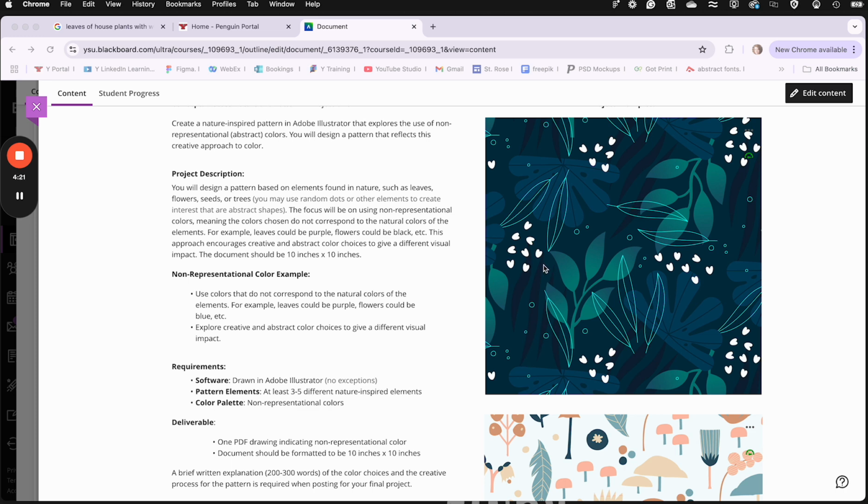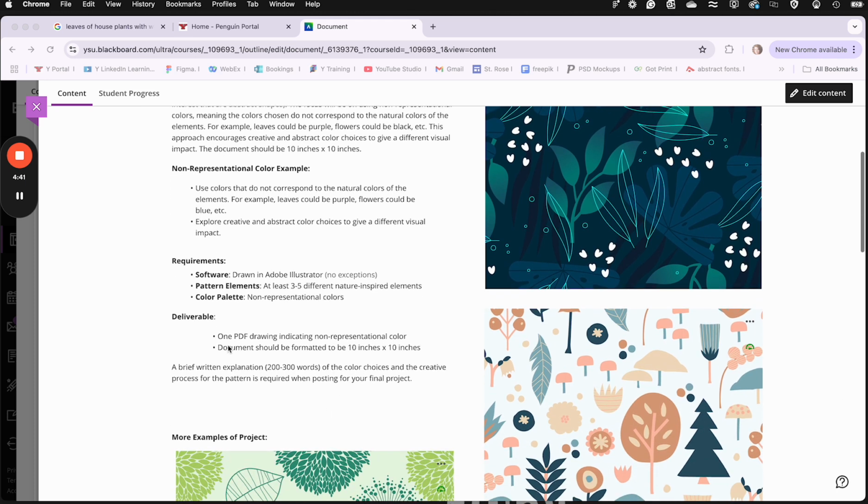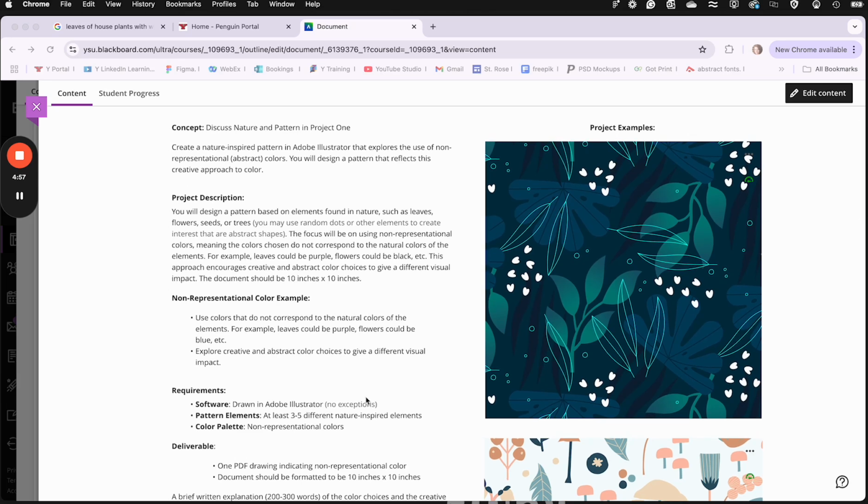So this composition comprises 3 nature-inspired patterns, and then there are some of these extra elements. We cannot consider things that are this simple to draw, because the whole goal here is to learn how to draw. As you're doing non-representational color, which we talked about, the deliverables will be one PDF, and it should be formatted as a 10 inch by 10 inch document, and you'll be writing a brief statement about what you wanted to accomplish.